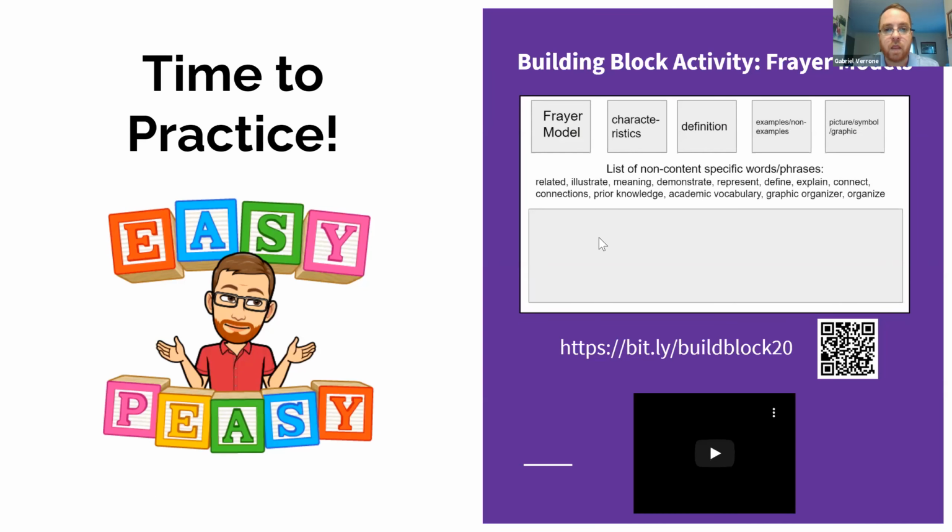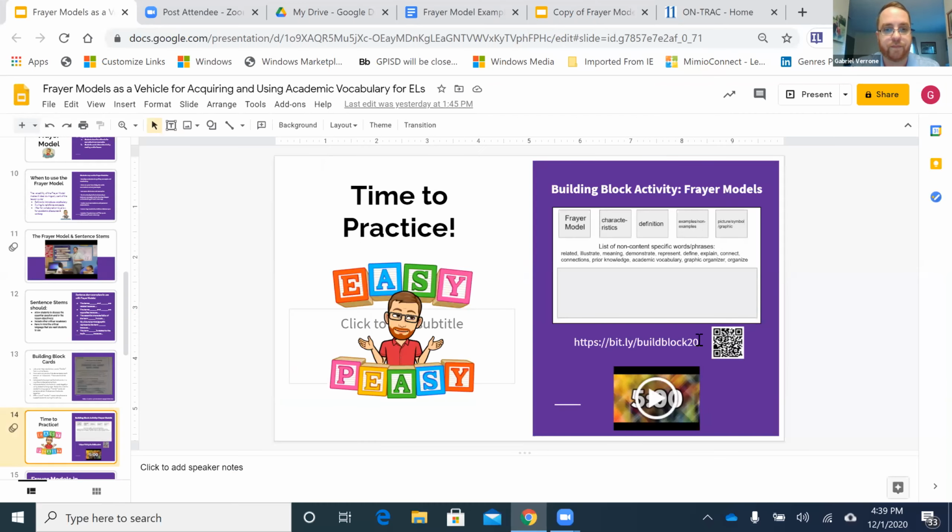I'm going to drop this into the chat. Hold on, I'm going to stop sharing real quick. And again, if you have a QR code, you can do that. So go ahead and open this up. All right, it's in there now. I'm going to share my screen again.